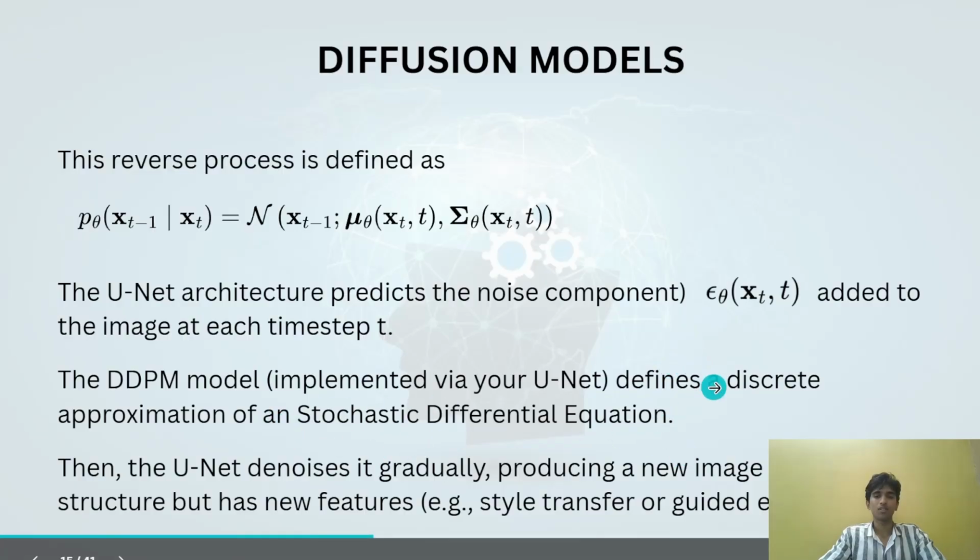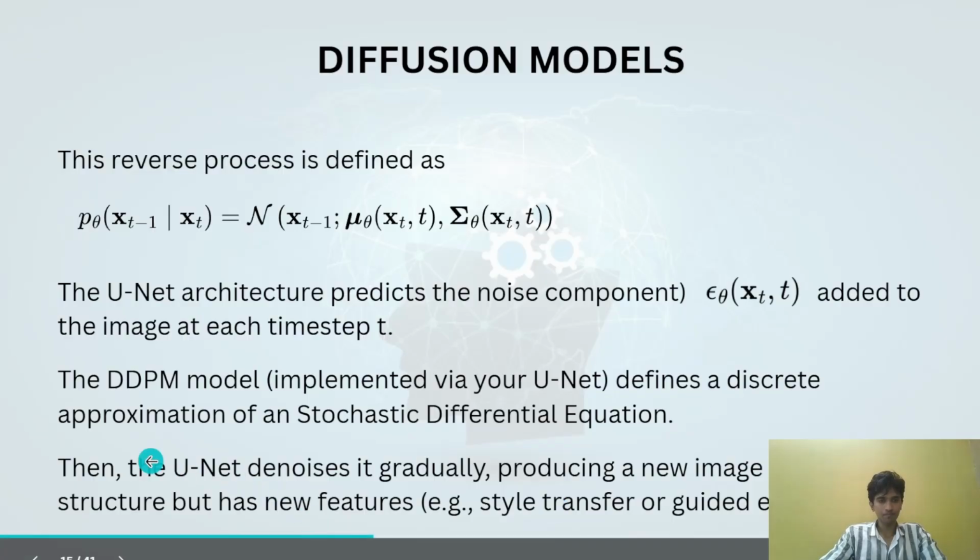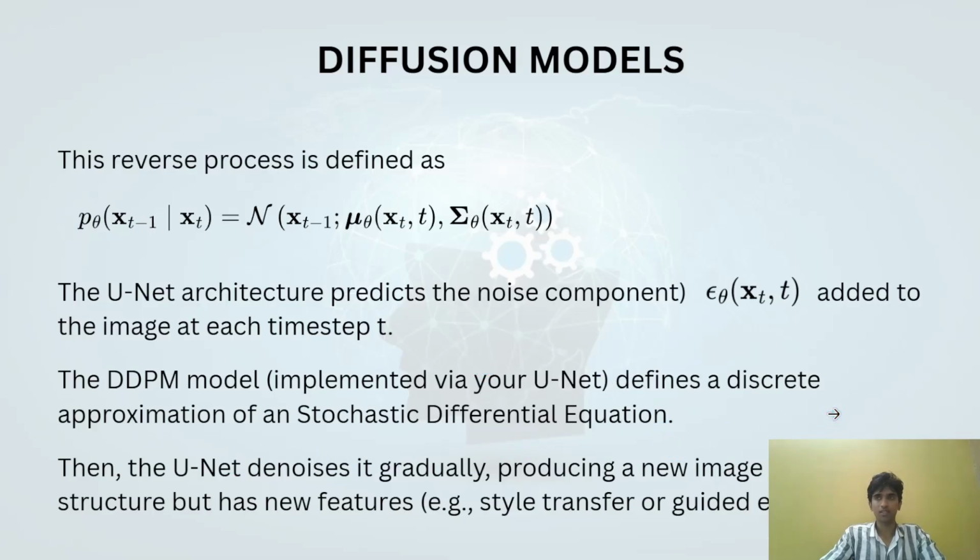This model is a pre-trained model. It defines a discrete approximation of the stochastic differential equation. This DDPM model is trained on the CelebA dataset, which contains the faces of many celebrities. It's trained on it already. Then the UNet tries to denoise the noisy image carefully, producing a new image that is realistic as well as faithful to the original image.